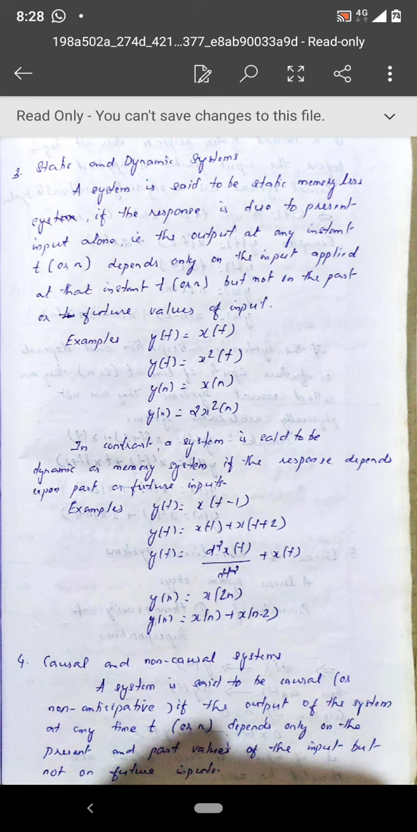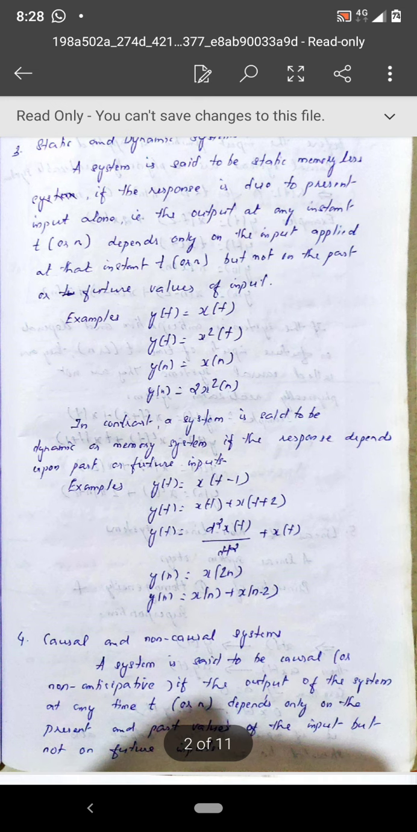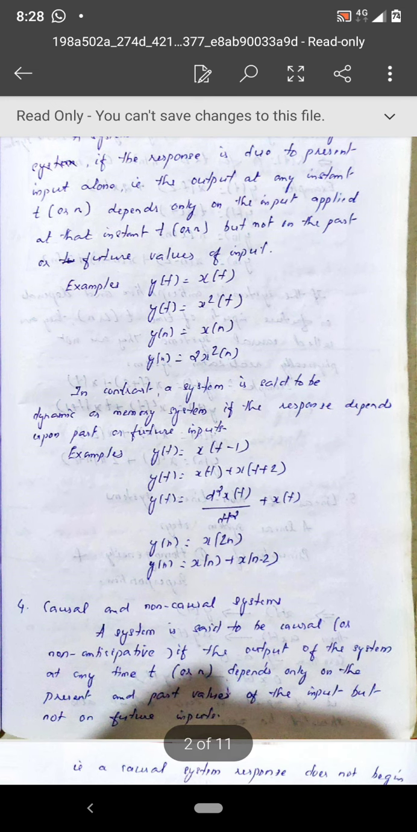Okay, similarly, y of n is equal to x of n. That is the input at n is equal to 1. When you apply input at n is equal to 1, you get the same output at the same instant itself, that is at n is equal to 1. So all these are examples of static systems. No memory, it does not depend on past or future values of input, only depends on the present value. That is, when you apply the input now itself you get the output.